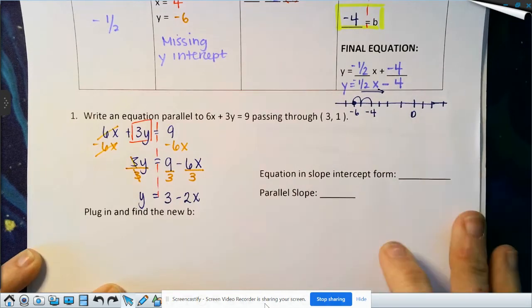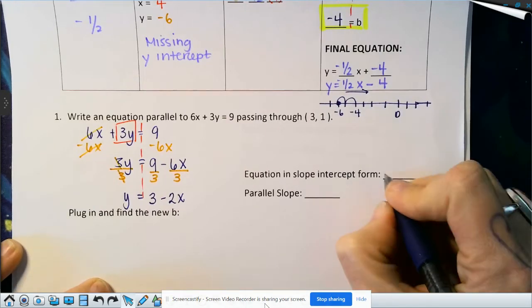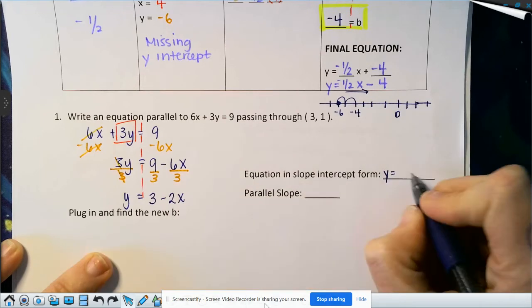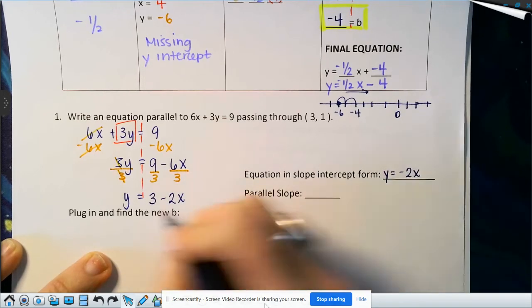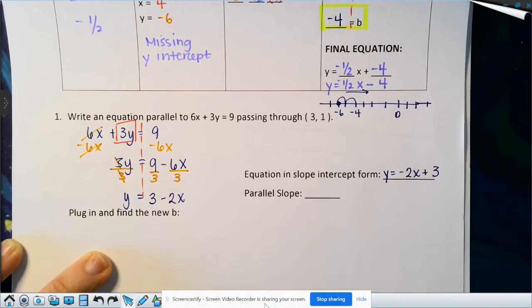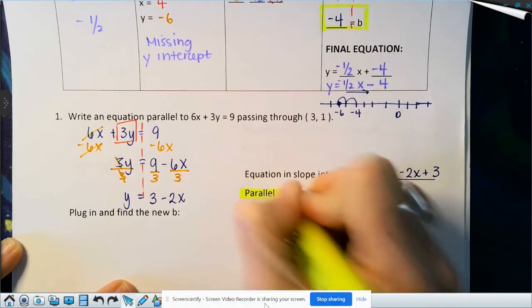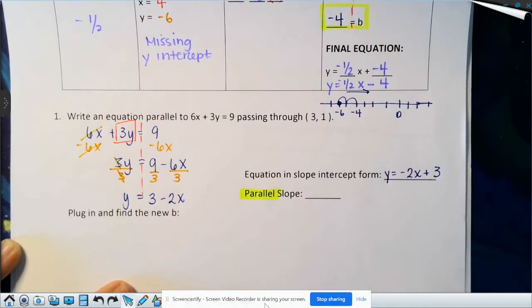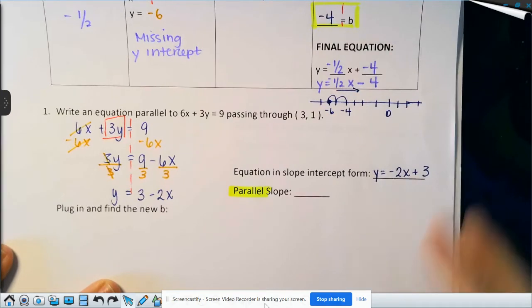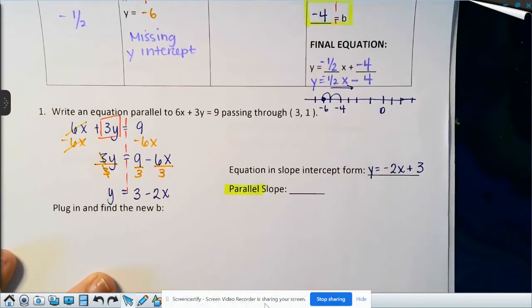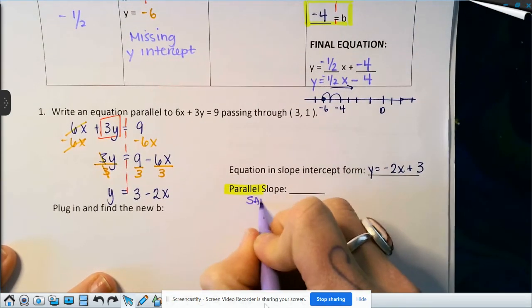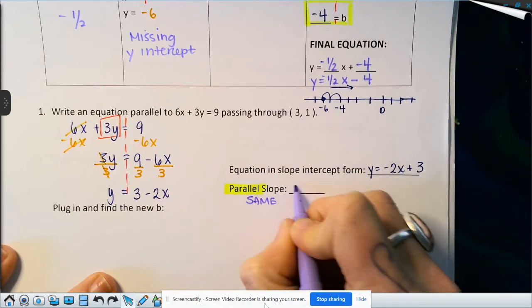Or for a lot of us, we want to rewrite it. So y equals, and our m value is that negative 2x plus b, which is a positive 3. We are writing a parallel line. So again, parallel means same slope. We want to make sure that we're reading the word parallel, not accidentally doing perpendicular or any of the other options. So making sure that we're using the same slope as our starting line, which is a negative 2.